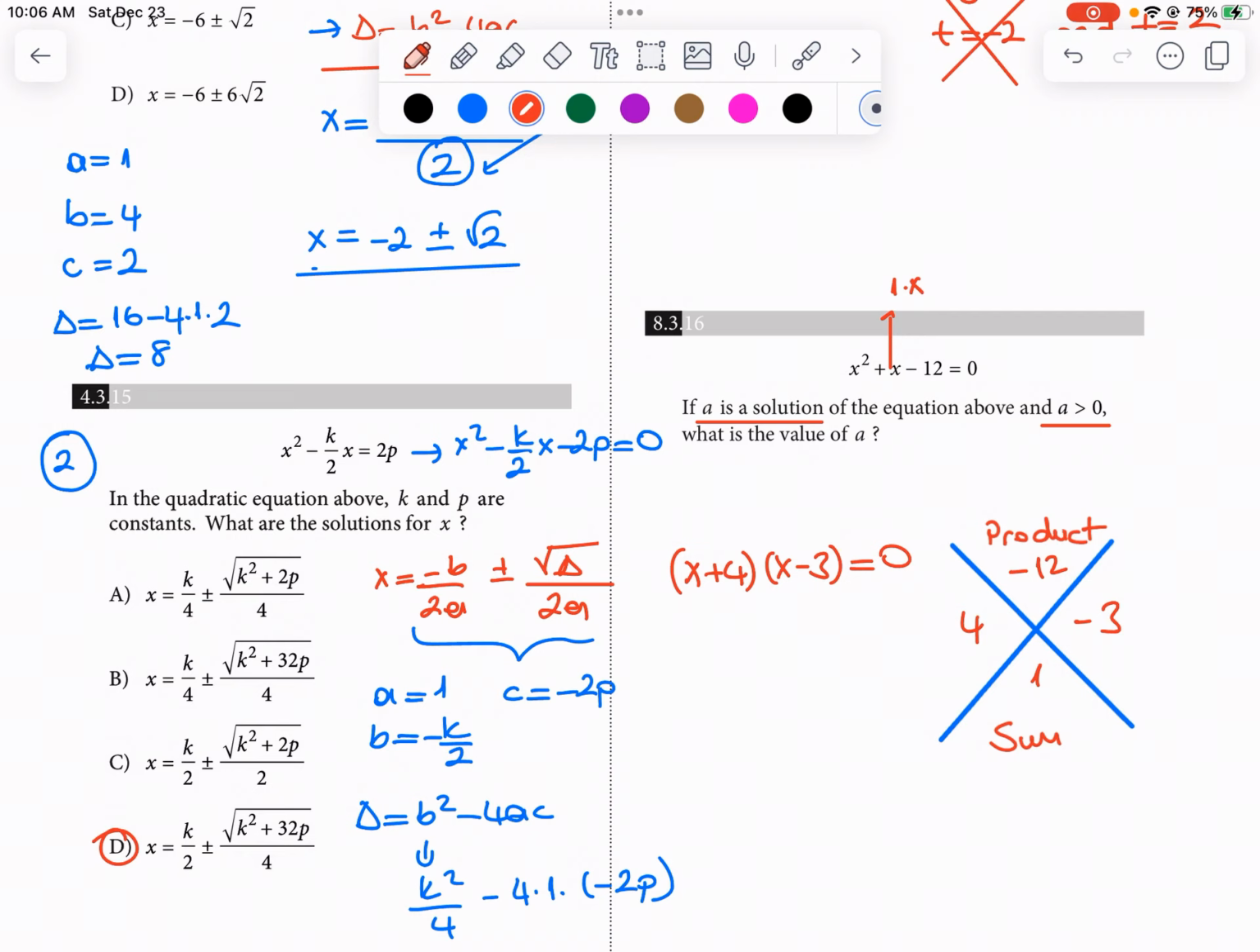And now we can find the solutions. x is going to be equal to negative 4, and x is going to be equal to 3. But in the question, the possible solution of a is going to be greater than 0. If a is greater than 0, then it'll be equal to 3. Okay, a is equal to 3.